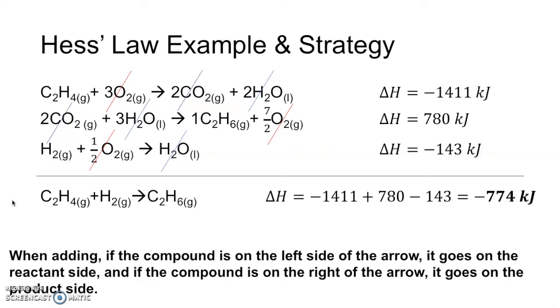If you didn't get it, then you know you made a mistake somewhere. Because we have the right reaction, all you have to do to get the enthalpy change is add the enthalpy change of all the reactions. If you do the math, you'll get about negative 774 kilojoules. So we just figured out what the enthalpy change for our reaction was. And that is all.